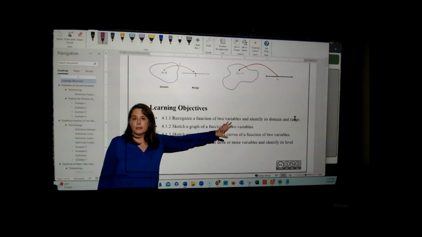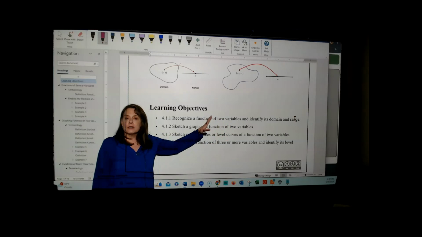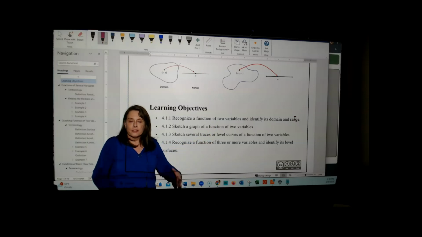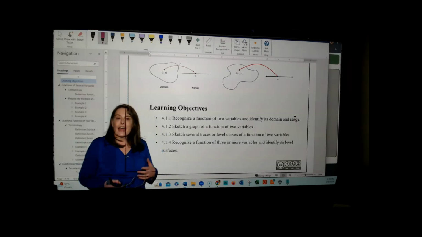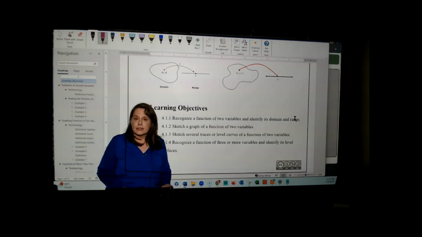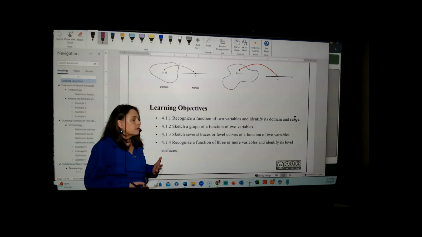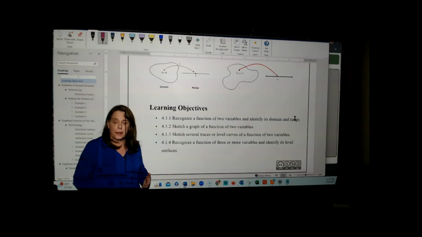Our learning objectives for this particular section are to recognize a function of two variables and identify the domain and the range. Now, the domain is going to start the way it has always started in college algebra and calculus. We start with the default of all reals, except anything that would make it undefined or have a negative under an even radical, things like that. Zero in the denominator, or a non-positive number inside a natural log. Those kinds of things will restrict our domain.